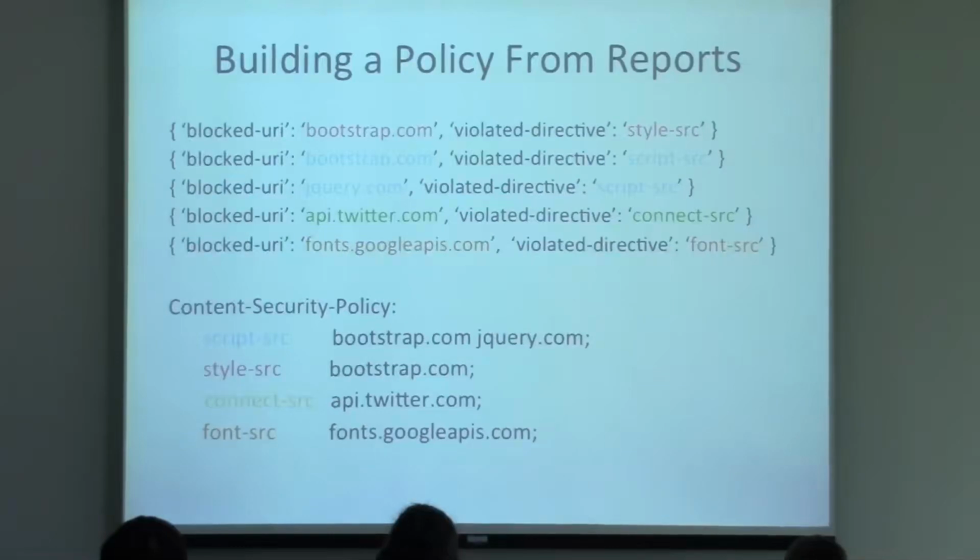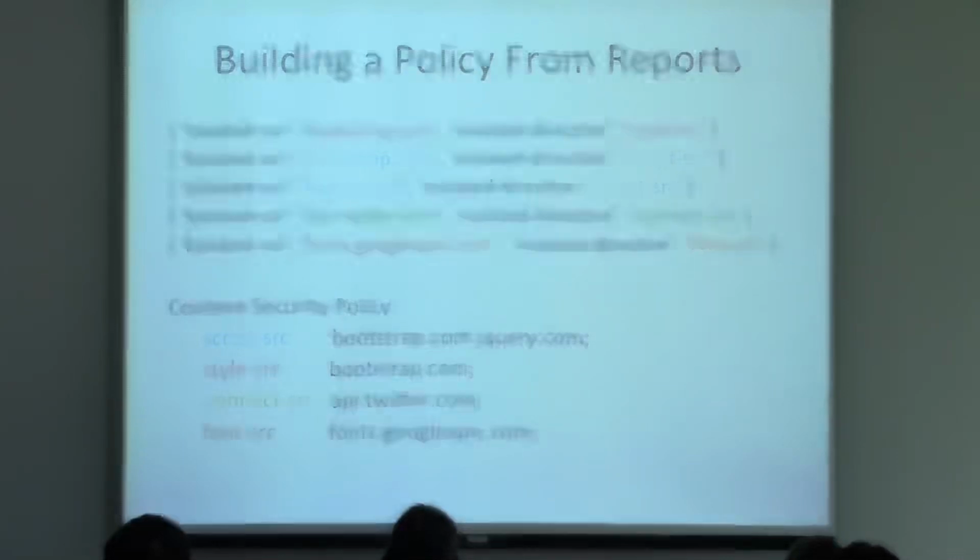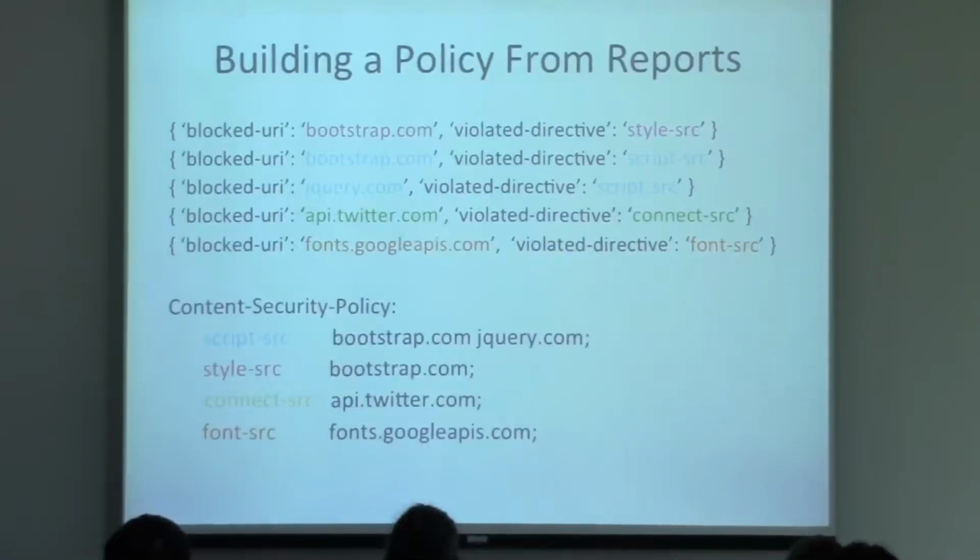So you'll see a blocked URI of Bootstrap that violated the directive style-src, a blocked URI of Bootstrap again that violated the directive script-src, a blocked URI of jQuery with the violated directive script-src, and two others. Using these values, it pretty much tells you exactly what's going wrong with your policy. If you just parse this JSON, you can build a policy directly from it, which we're going to talk about a little bit later, which is the tool that I use to take care of some of these problems.